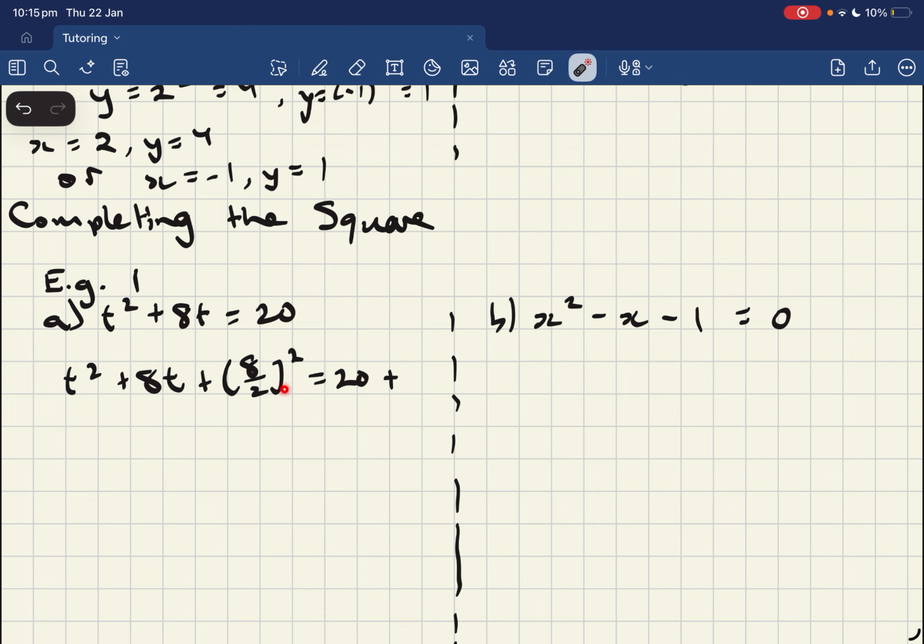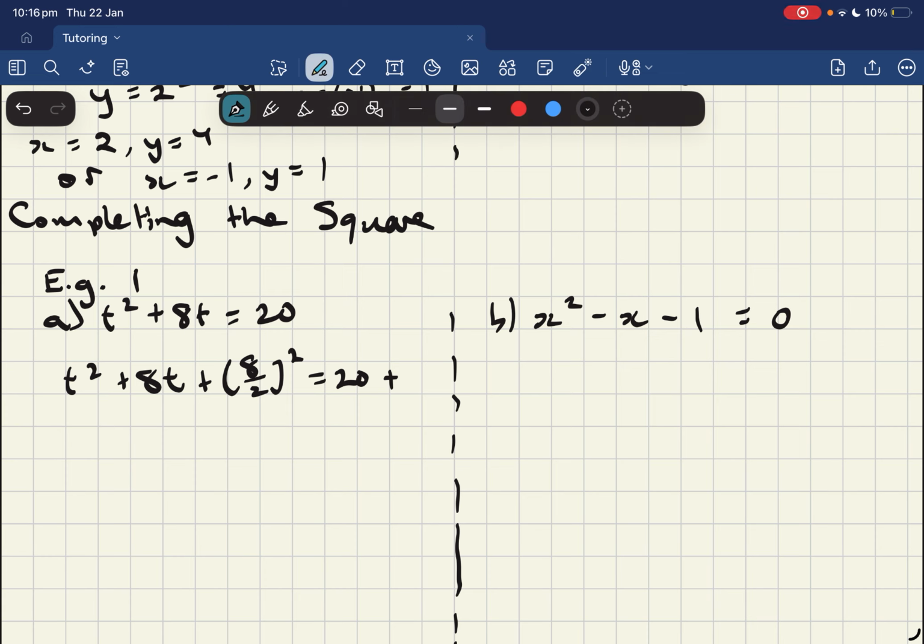Or you can add it on this one and then take it away. Or it's just easier just to add it to both because an equation has to be balanced, right? So what we do to one side, we have to do to the other as well. So what I get left with is t squared plus 8t plus 16 equals 20 plus 16, which gives 36.